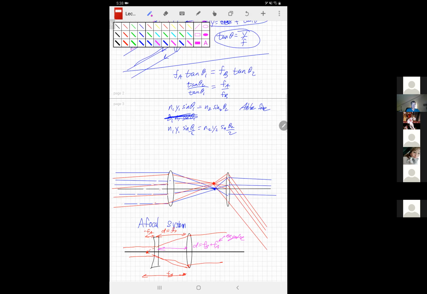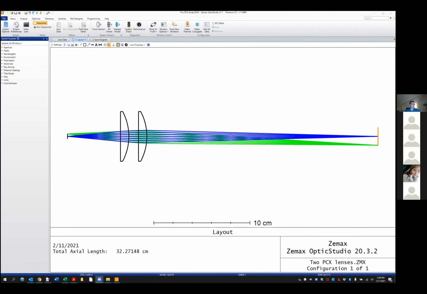Let's play with some of this in Zemax. I posted a Zemax file with two plano convex lenses in it. So go ahead and open that if you haven't already. I'll give you a minute to download that from Blackboard.